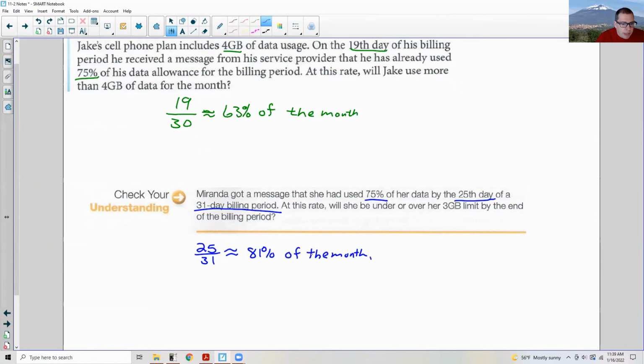Okay, 81% of the month, and 81% is greater than the 75% usage. So if your month has a greater percentage gone by than the amount you've used, you're in good shape. You're going to get to the end, 100% of the month, before you use 100% of the allowable data. Okay, so at this rate, I would say she will be under her 3 gig limit. Okay.